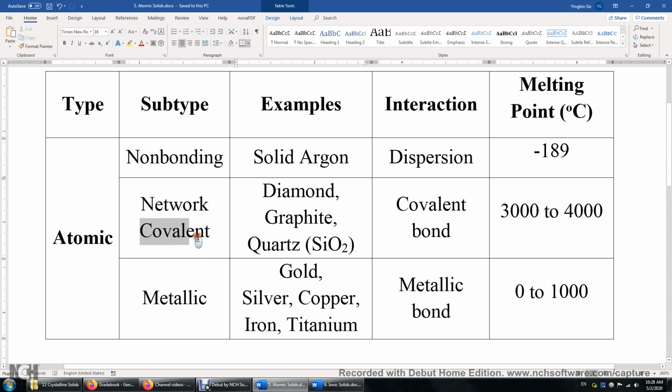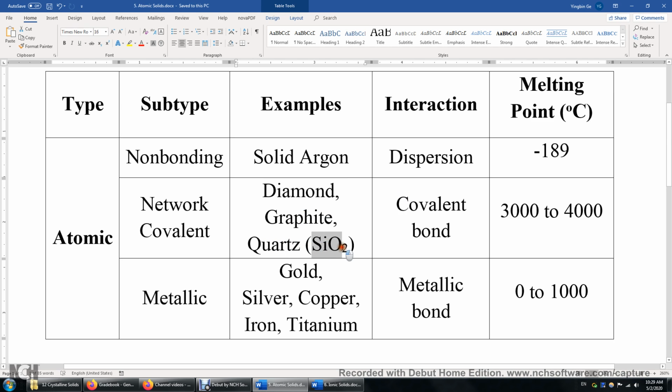We'll focus on this covalent here. There are covalent bonds between neighboring atoms. For example, in diamond, there's a carbon-carbon single bond between two neighboring carbon atoms. In graphite, the bond between two neighboring carbon atoms is stronger than a single bond, but weaker than a double bond. We will look at the structures of these two a bit later.